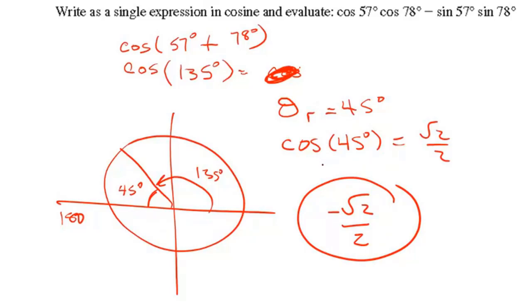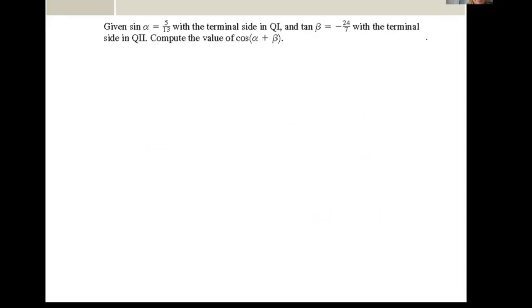Very good. Sweet. And let's say I'm given that the sine of alpha is equal to 5/13, and it's in quadrant 1, and the tangent of beta is equal to negative 24/7, and it's in quadrant 2, and I want to know what the cosine of alpha plus beta is. Does anybody have any ideas? Wouldn't you have to draw a triangle? You would have to draw a triangle, right? Because I don't really know anything about alpha, do I? No. So I'm going to draw a triangle.